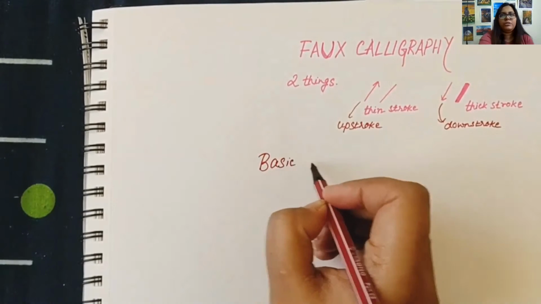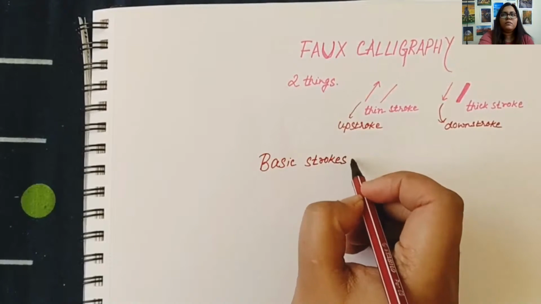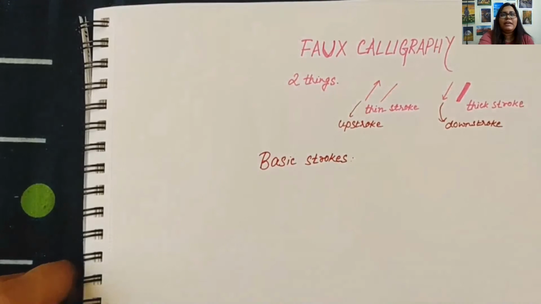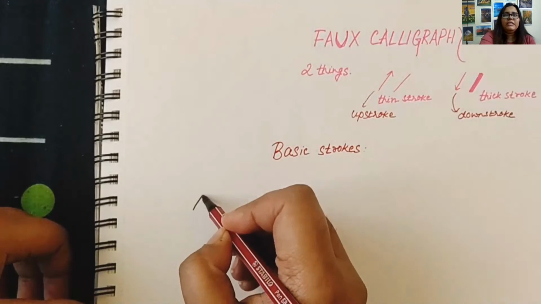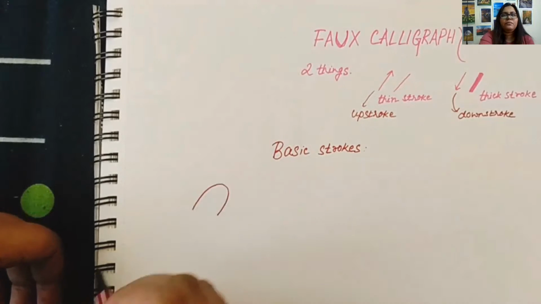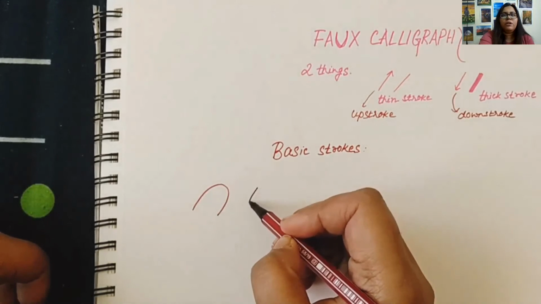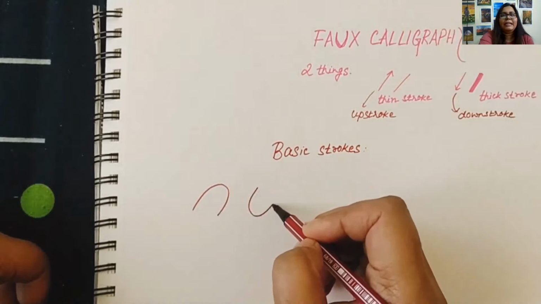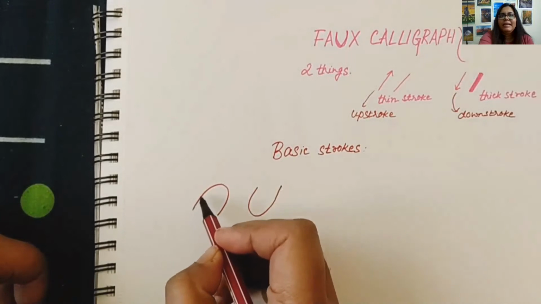Our basic strokes, all right? What are the basic strokes that are used when we create the letters? So this is the first stroke like this. And this is the second. These two are a pair of strokes. What are they called? Any idea?